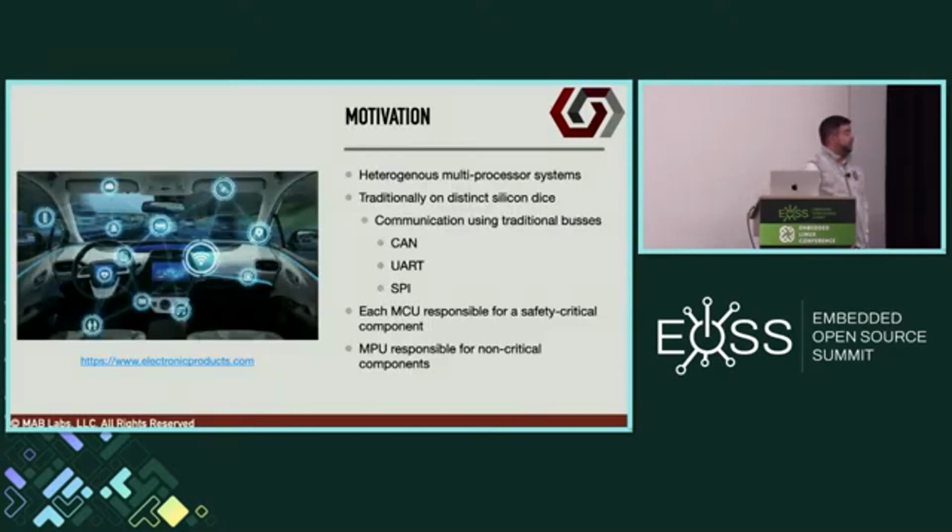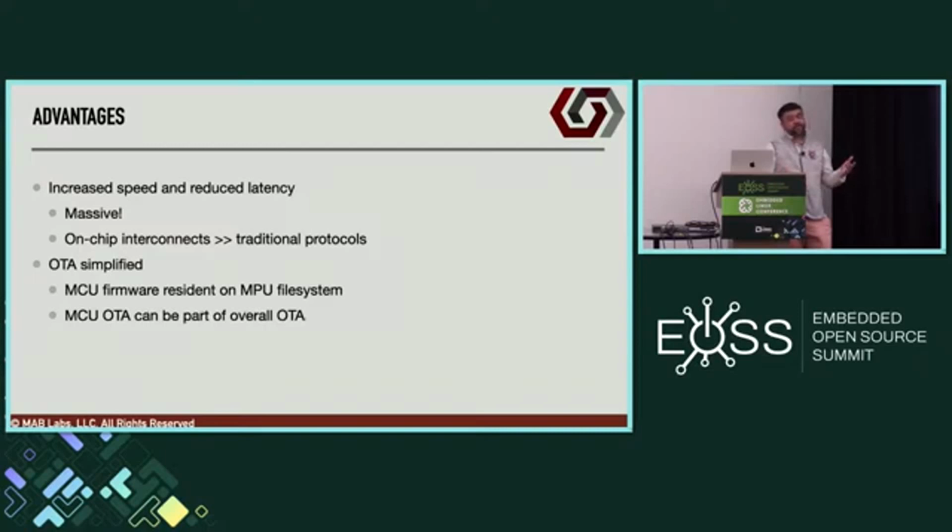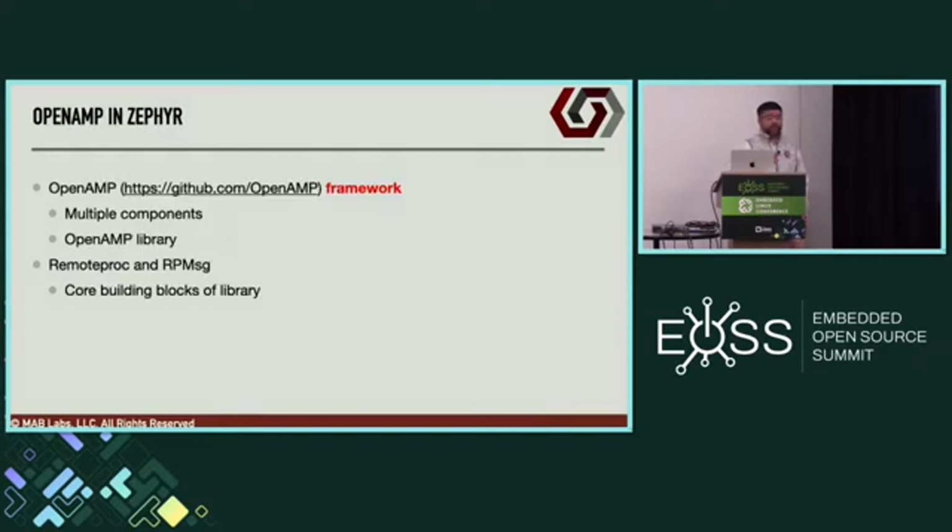So just a quick summary about the motivation behind OpenAMP. Nowadays we have a lot of heterogeneous multiprocessor systems, and traditionally they have been on distinct silicon dice. So the OT process for the MCU, for the Cortex-M itself, for example. That kind of framework, that kind of mentality, led to the genesis of this OpenAMP framework, which has a lot of documentation as a starting point on the GitHub repo. There are multiple components to it, and we'll get into them in a little bit.